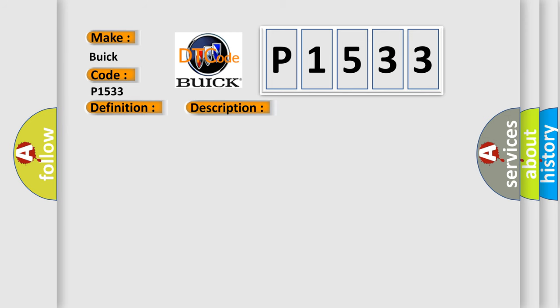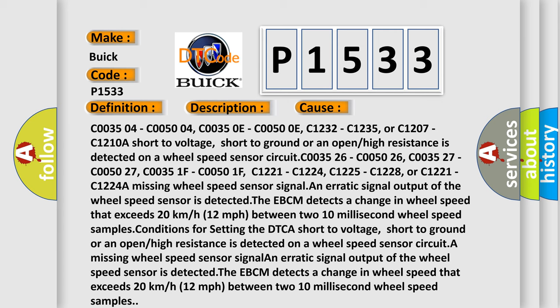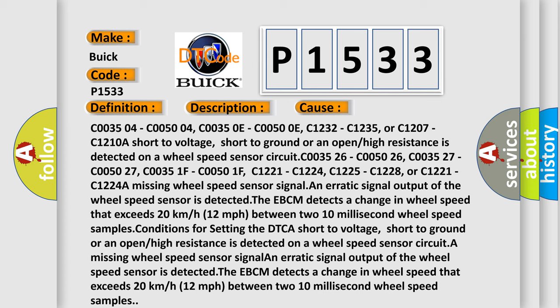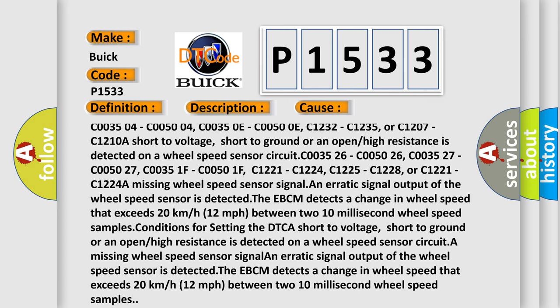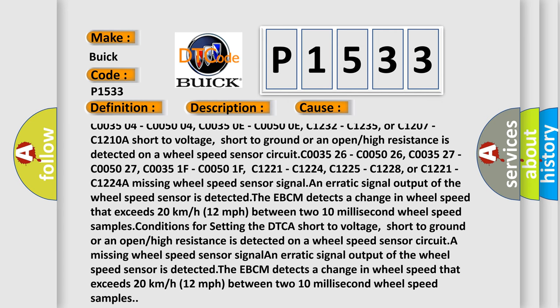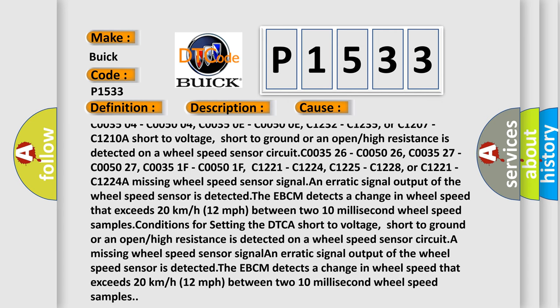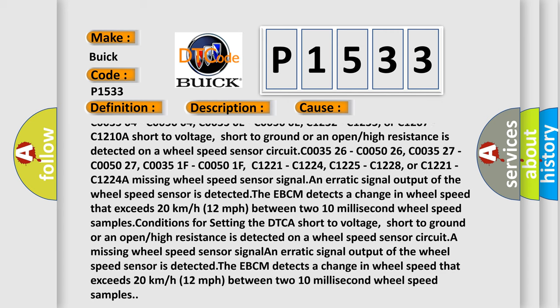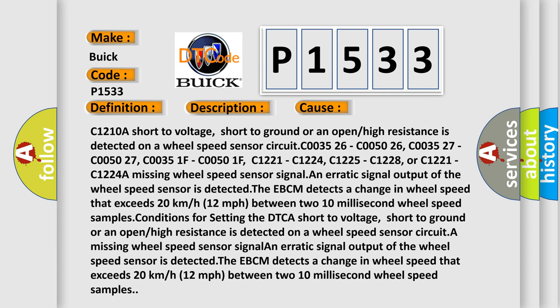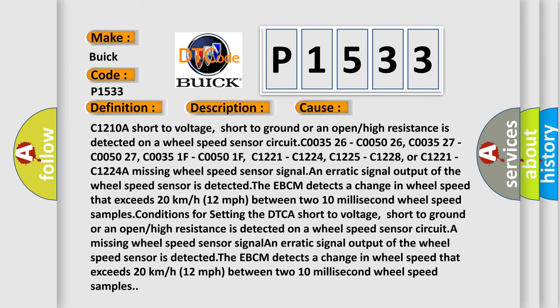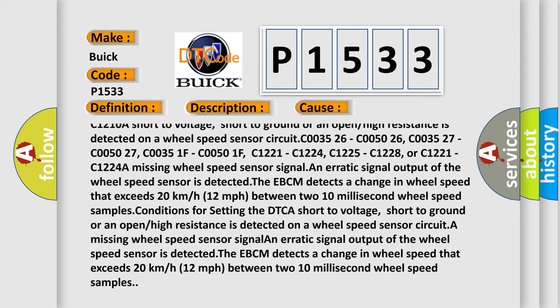This diagnostic error occurs most often in these cases: C0035-04, C0050-04, C0350-E, C0500-E, C1232, C1235, or C1207, C1210. A short to voltage, short to ground, or an open or high resistance is detected on a wheel speed sensor circuit.